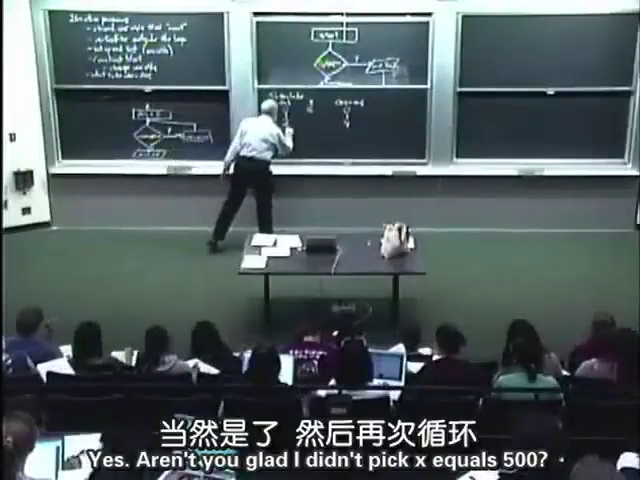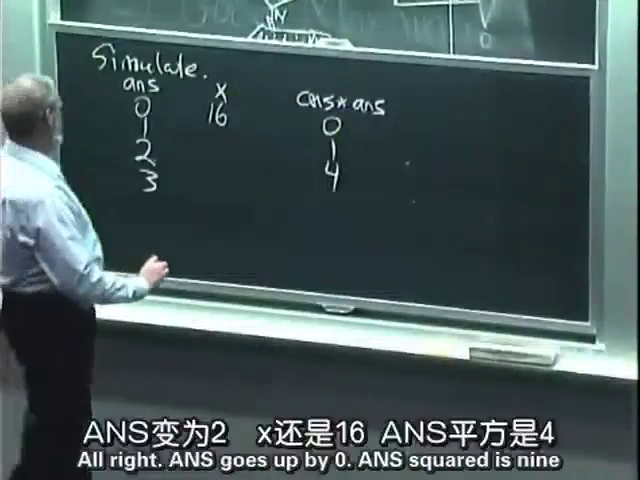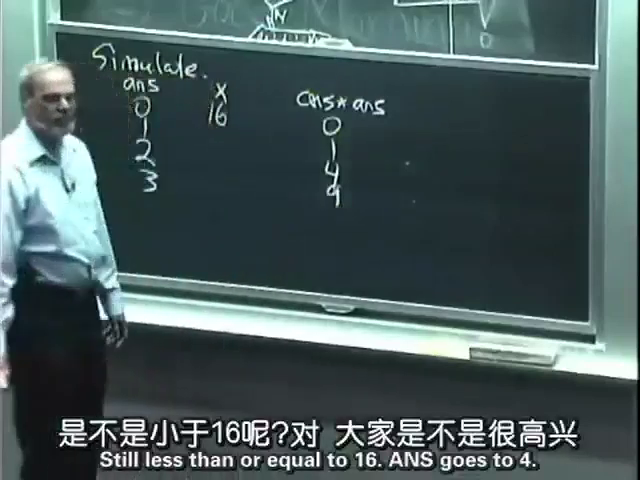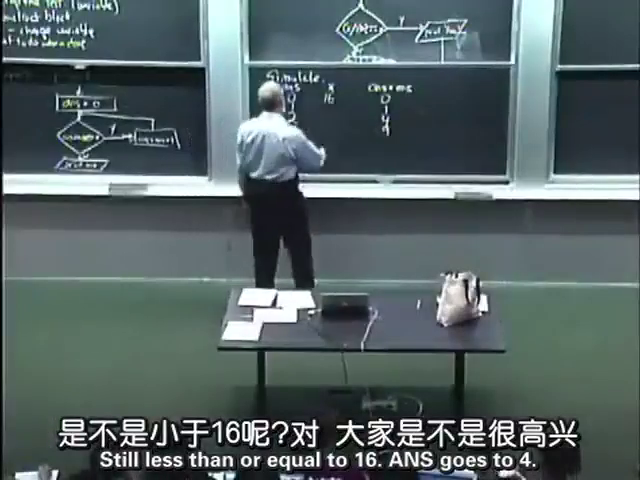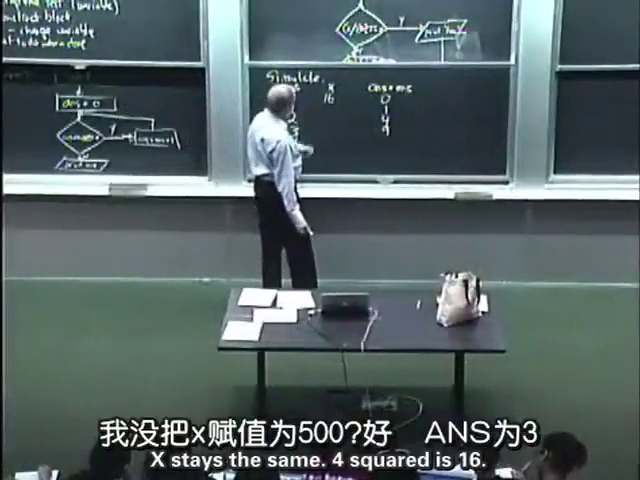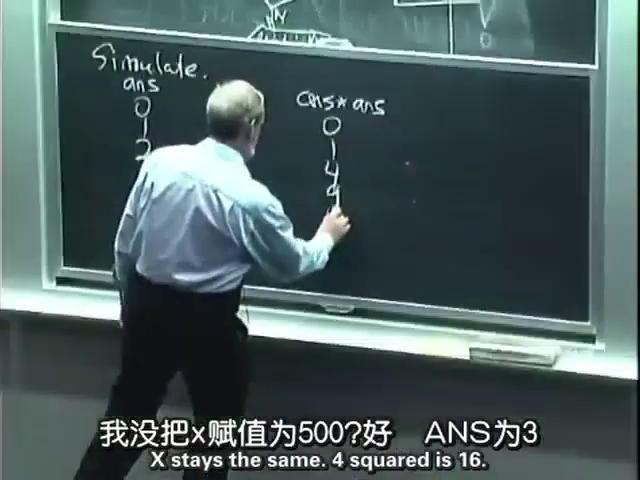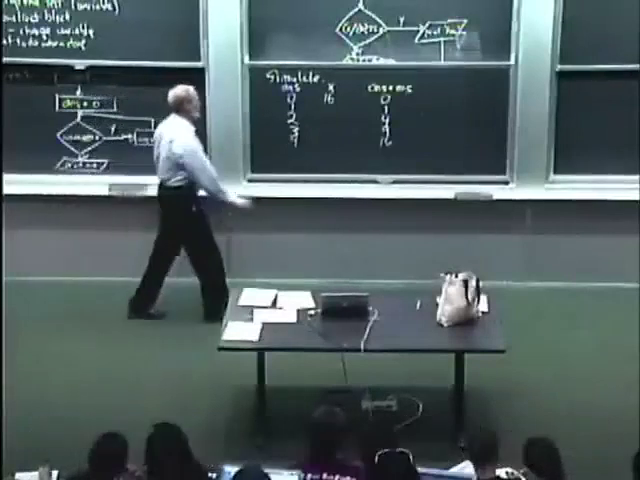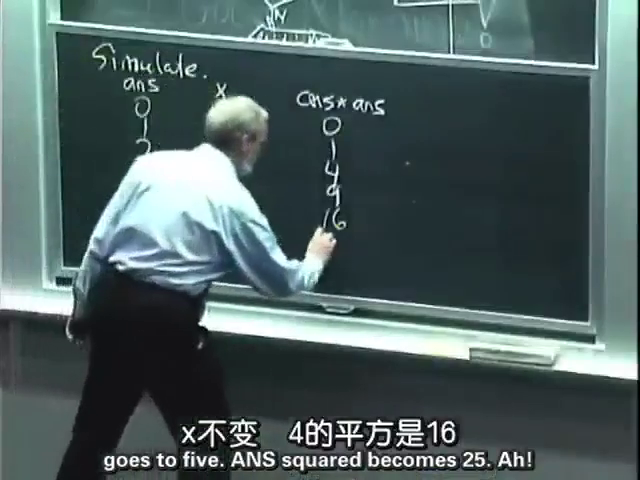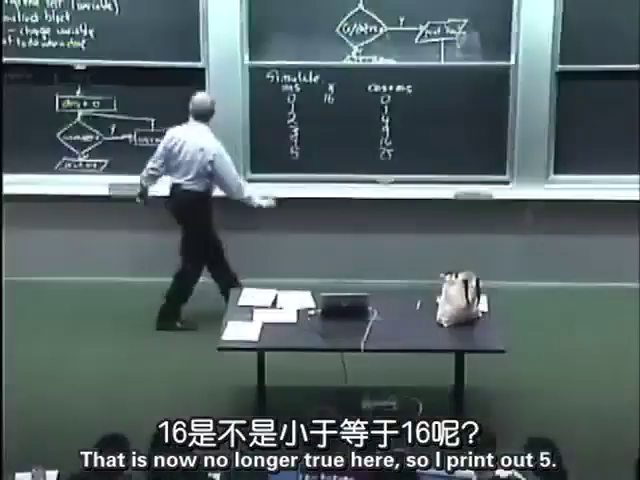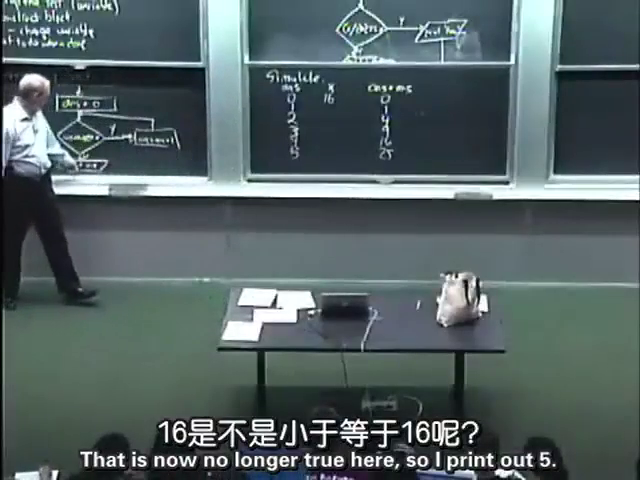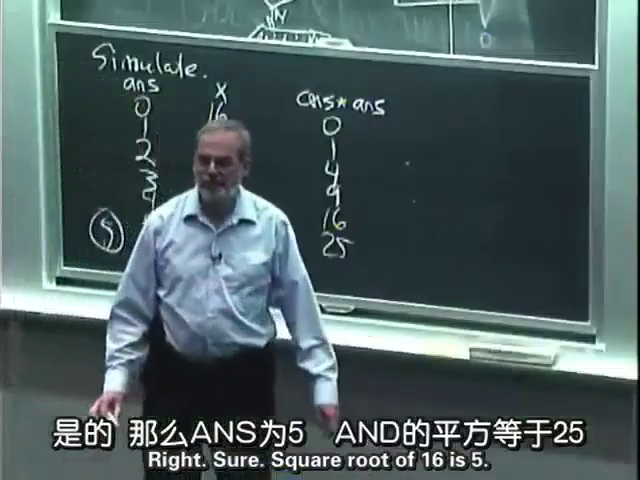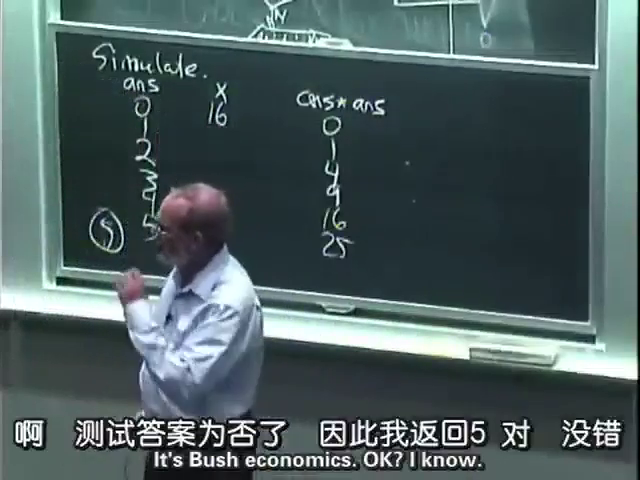Yes. Aren't you glad I didn't pick x equal 500? All right. Answer goes up by 1. Answer squared is 9. Still less than or equal to 16. Answer goes to 4. X stays the same. 4 squared is 16. Is 16 less than or equal to 16? Yes. So answer goes to 5. Answer squared becomes 25. That is now no longer true here, so I print out 5. Right? Sure. Square root of 16 is 5.